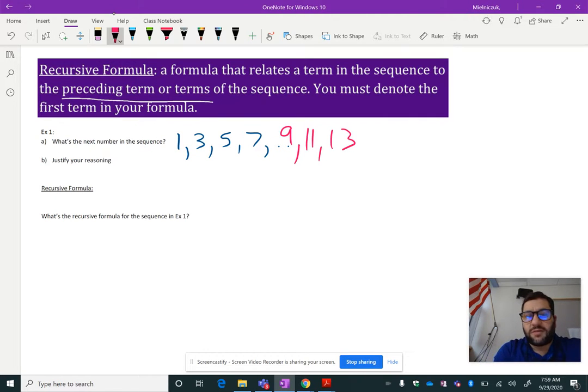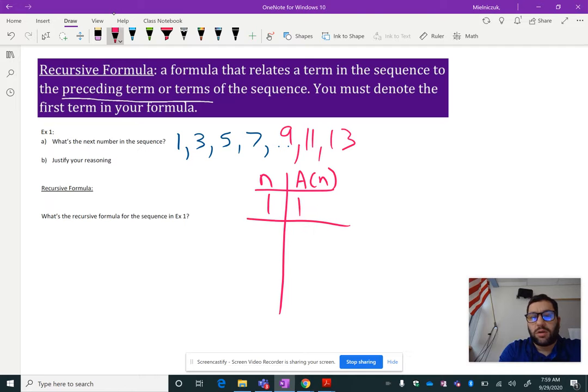Well, let's think about this. If we make a table, we can say we have n and then our answer to n. See, our first term is 1. Our second term is 3. Our third term is 5. Our fourth term is 7. And so on. Our fifth term is 9.